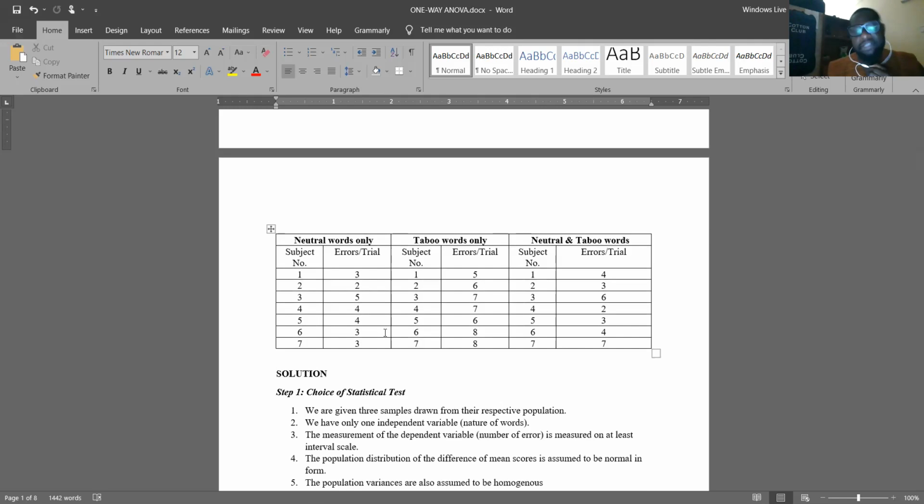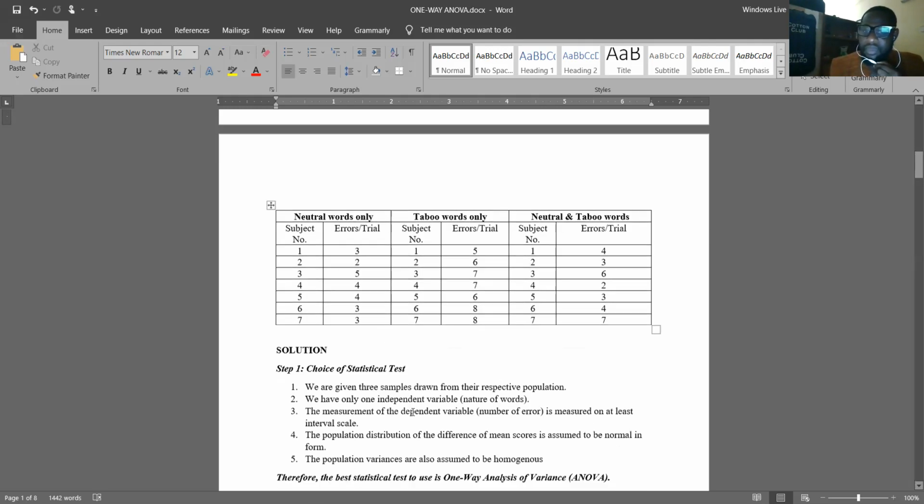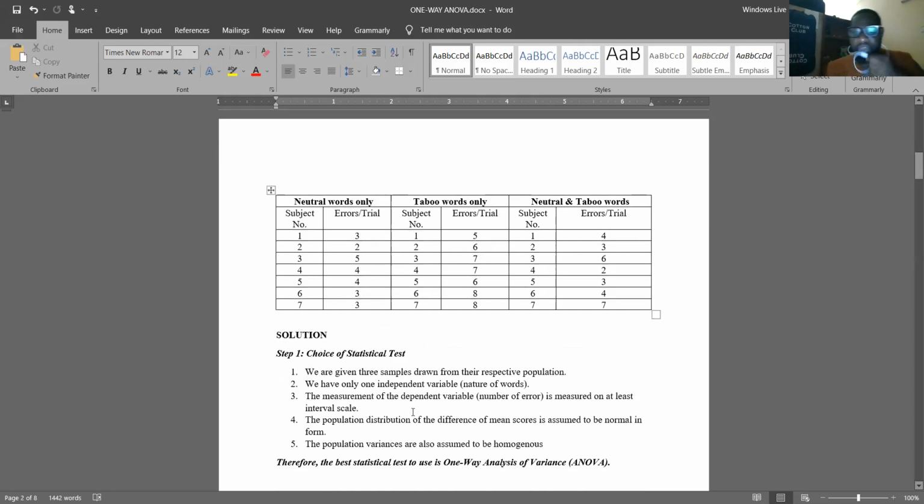So the first step is choice of statistical test, meaning that we are supposed to state all the assumptions underlying ANOVA. And when you go through these assumptions, you can see that it is quite related to independent t-test. Most of the assumptions found here, you can find them within independent t-test. The only change here has to do with assumption 1 and 2.